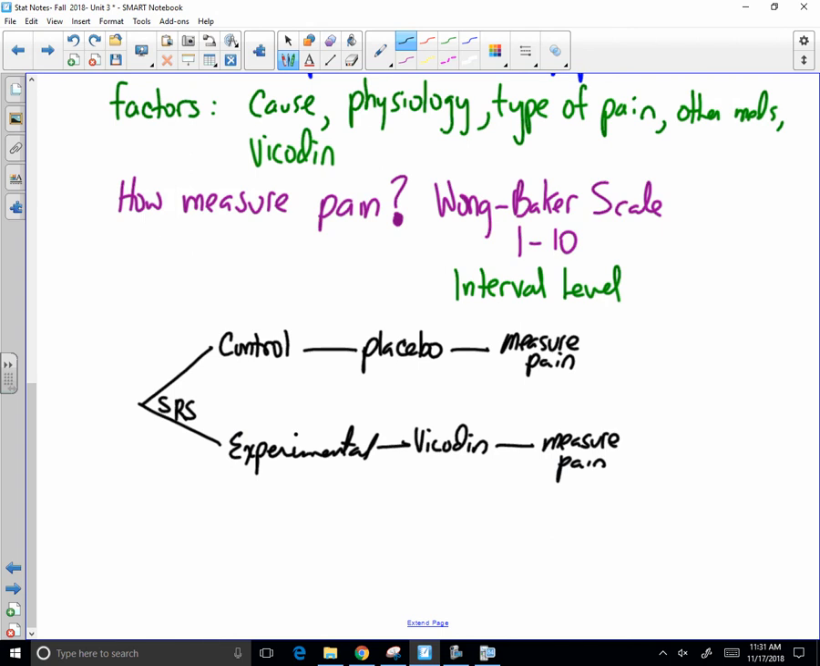And this is just a general framework, because there's obviously more to it than this. It's like you don't just hand somebody a pill and then measure pain. You're gonna take blood pressure. You're gonna take temperature. You're gonna do a lot of things. All right. It just gives you a sense, and then we compare.